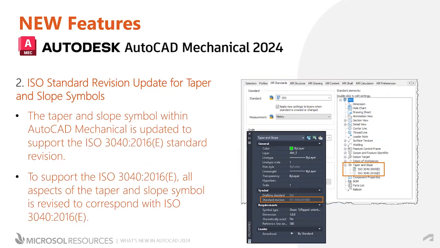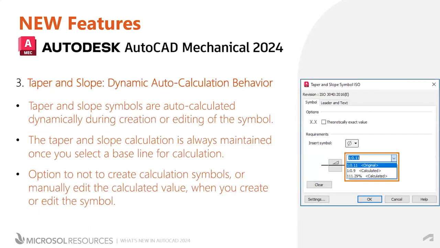We also have the ISO standard revision update for taper and slope symbols. This will now support the ISO 3040-2016E standard revision, and it will continue to support the ISO 3040-2009 standard revision. Another feature is the taper and slope dynamic auto-calculation behavior. Taper and slope symbols are auto-calculated dynamically during creation or editing of the symbol. The taper and slope calculation is always maintained once you select the baseline for this calculation. However, you may opt not to create calculation symbols or manually edit the calculated value when you create or edit a symbol.